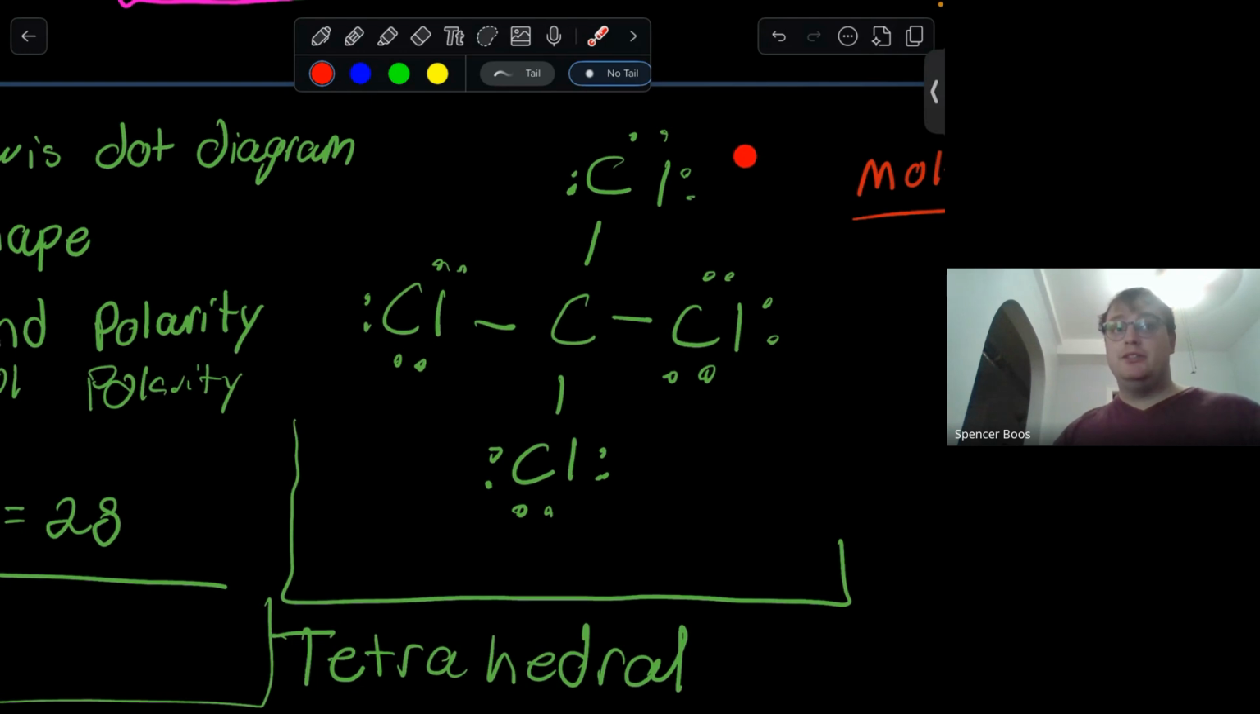everything's symmetrical. Everything's nice, even. Even being the key word there. It is nonpolar because it is an even distribution of my electrons. Nothing's hoarding it.